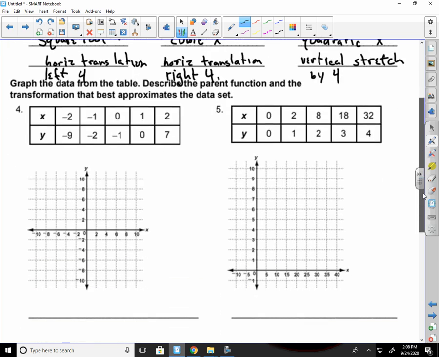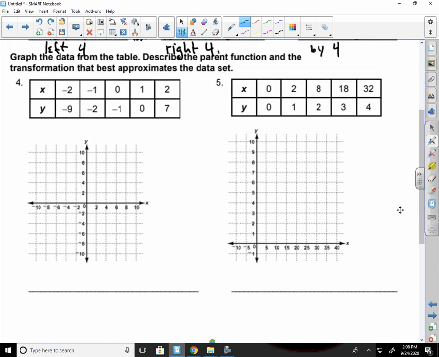Graph the data from the table. Describe the parent function and the transformation that best approximates the data set. So I have -2, -9. Going to go back and down to -9. -1, -2. It's going to be here. 0, -1. It's going to be there. You can already tell that this is probably going to be a cubic function just because of the way it's curving. 1, 0, just there, and 2, 7. Over 2 and up to 7.